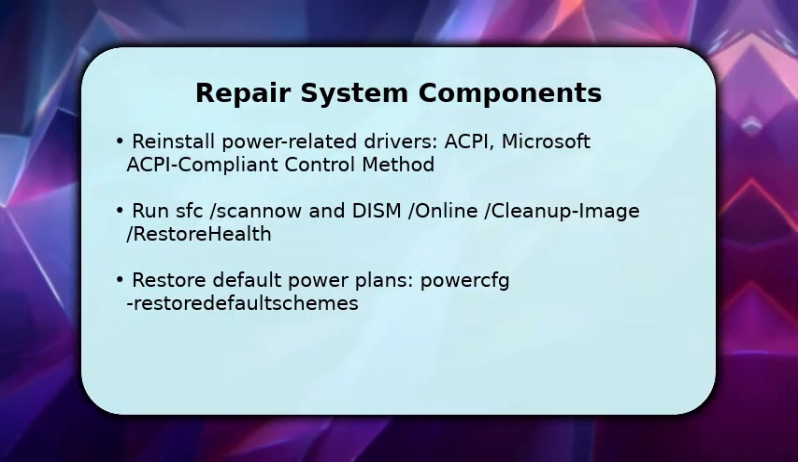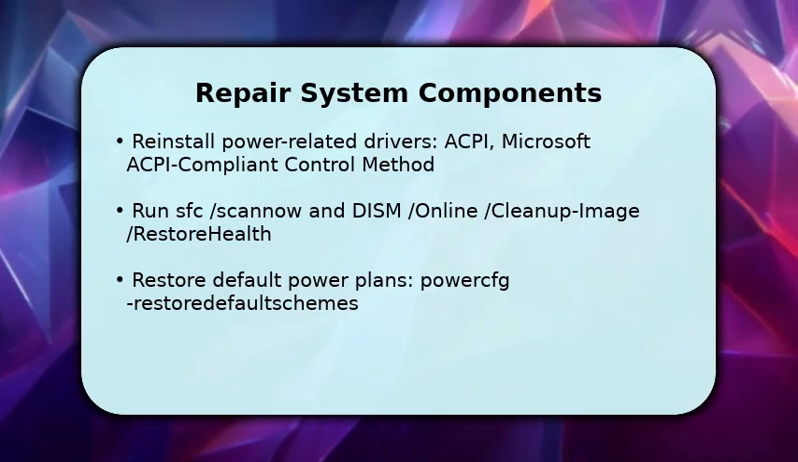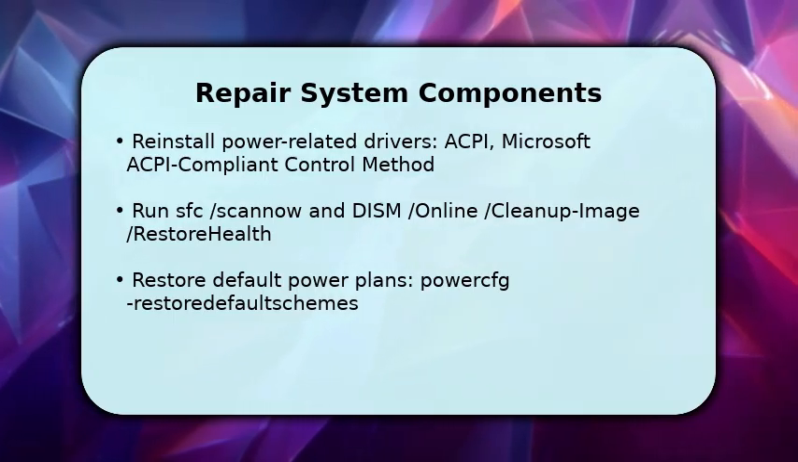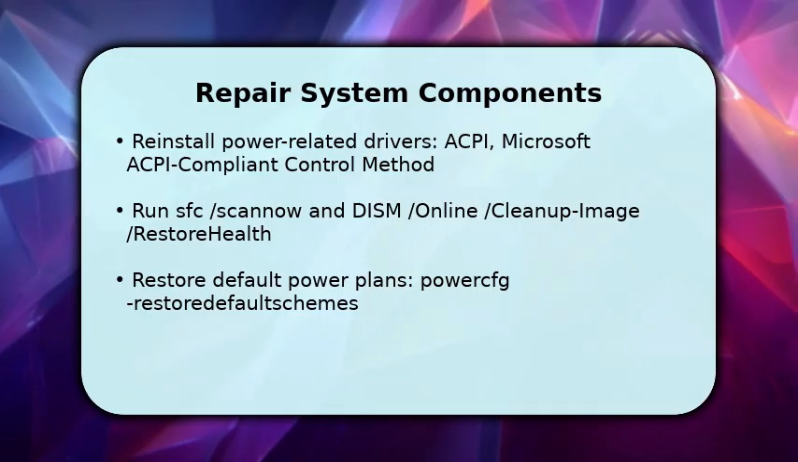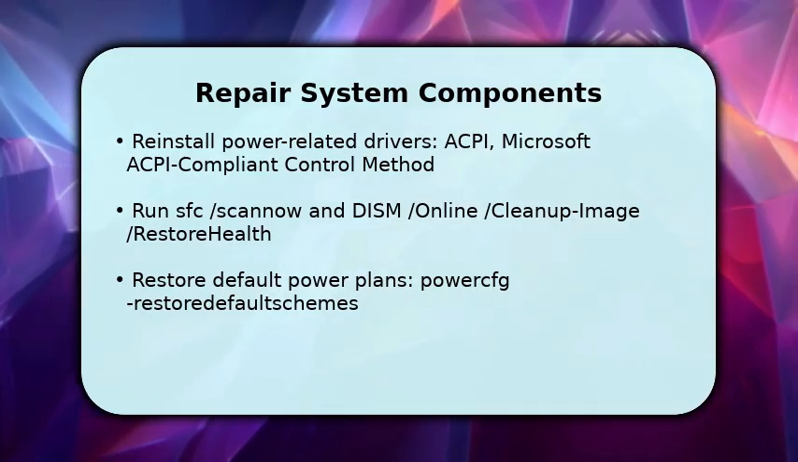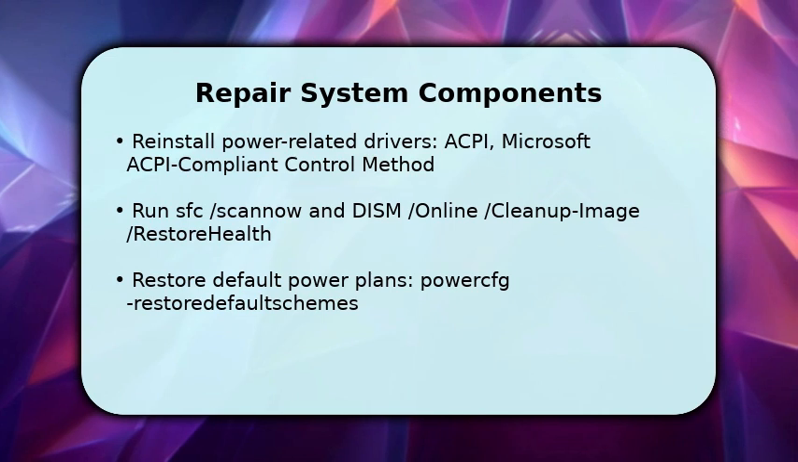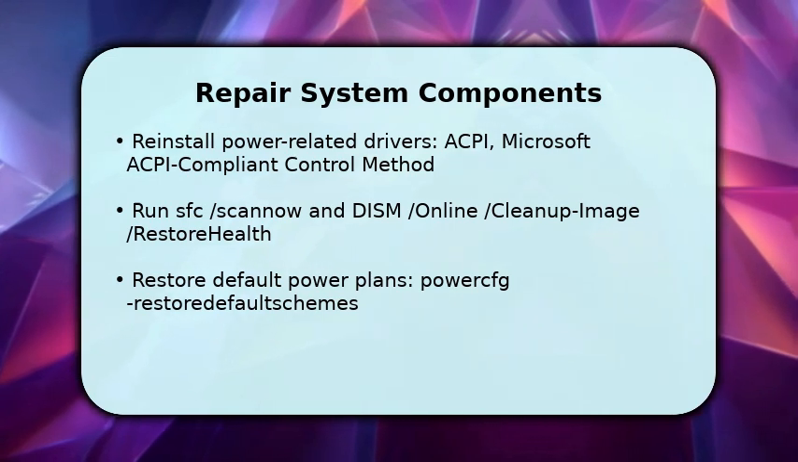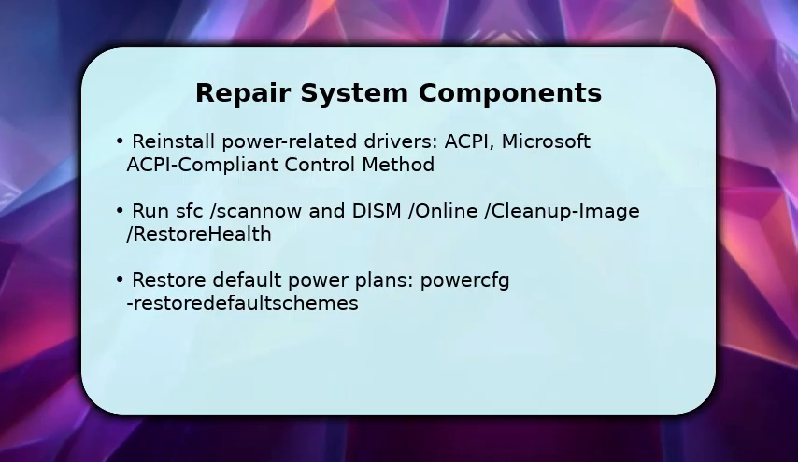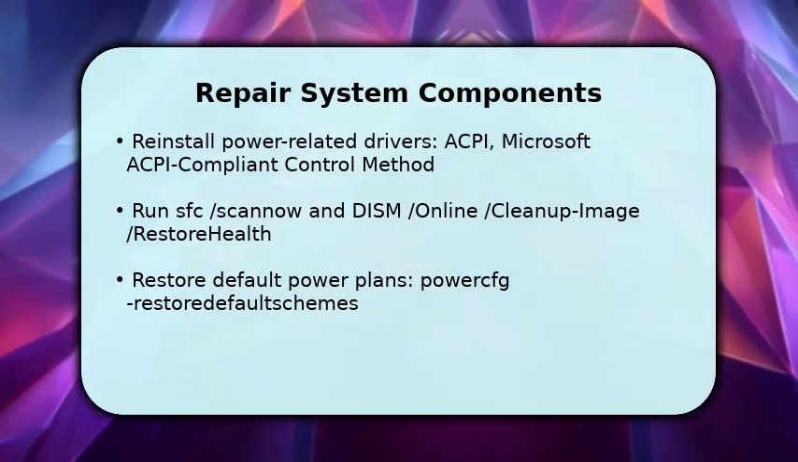Once restarted, open an elevated command prompt. Run sfc /scannow to fix corrupted system files, then run DISM to restore the image. After DISM completes, execute powercfg -restoredefaultschemes to bring back default plans. These commands target the why: corrupted system files or drivers can hide or disable power.